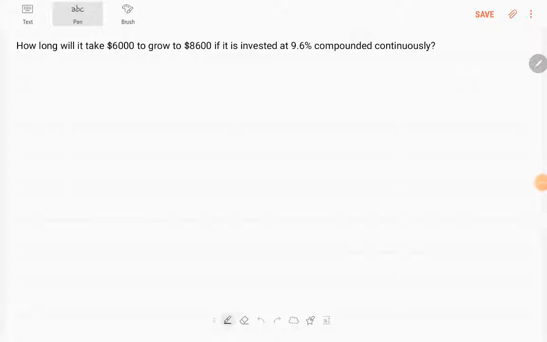Now let's look at this example. How long will it take $6,000 to grow to $8,600 if it is invested at 9.6% compounded continuously? So now it asks you to find the time t. Since this is compounded continuously, we need to use the continuous compound interest formula: A equals P times e to the rt.